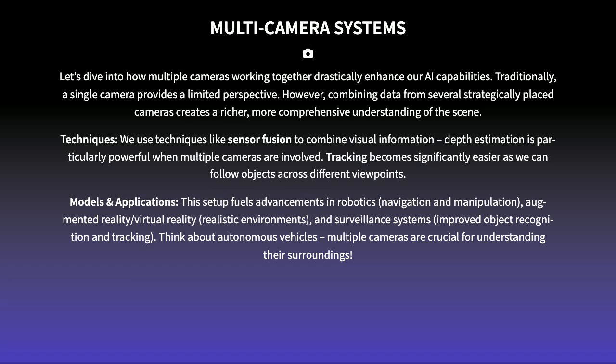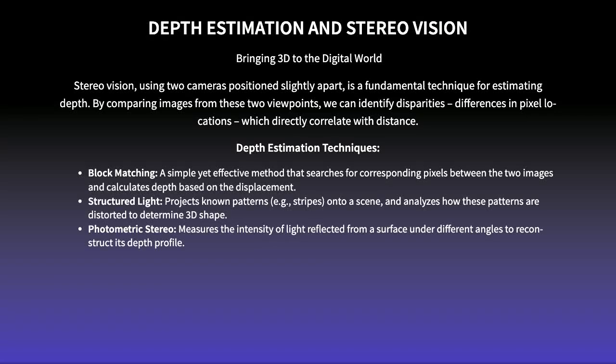We combine information from all those cameras using something called sensor fusion, which helps us estimate depth really well. And when it comes to tracking objects, it becomes way easier because we can follow them as they move between different camera views.